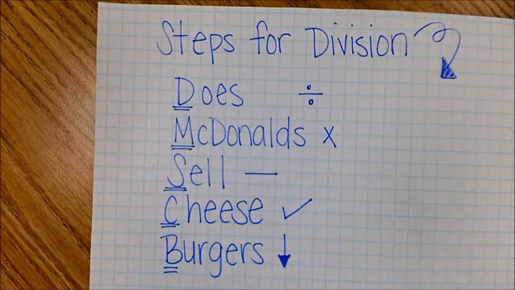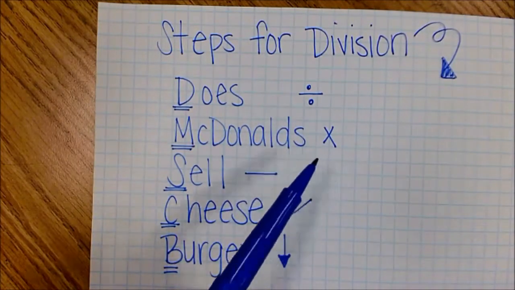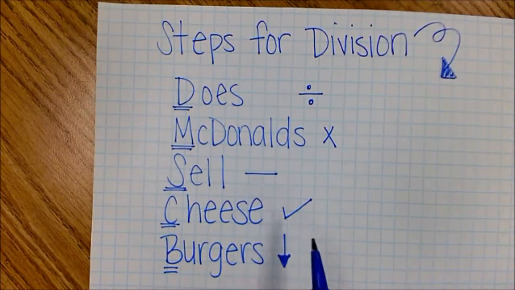So in this video, I just want to review the steps for doing long division. So we first always divide, and then our next step would be to multiply. Then our next step is to subtract, and then we check what we have left over to see if we can divide it again. And if we can't divide, then we need to bring down the number from the dividend.